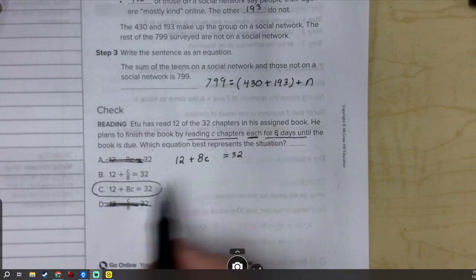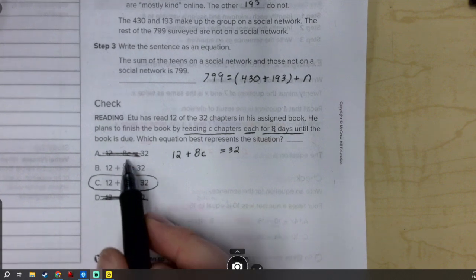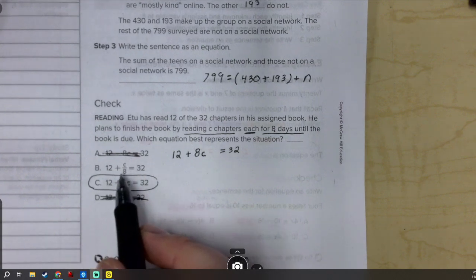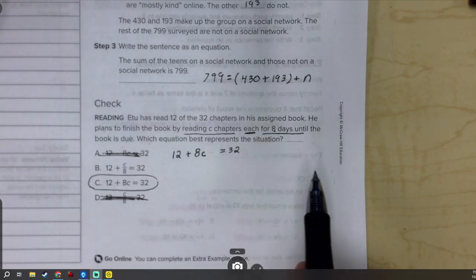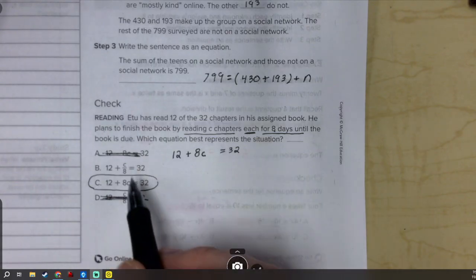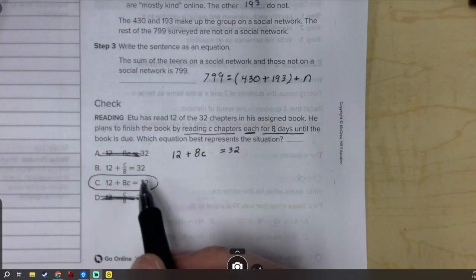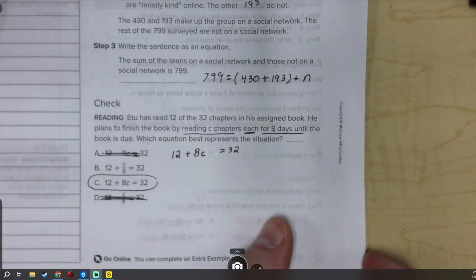So our answer would be C. This one is taking our remaining chapters and dividing it by 8. It's telling us how many chapters they're going to read a day, how many chapters total are left. But this way tells us what we have to multiply to get there.